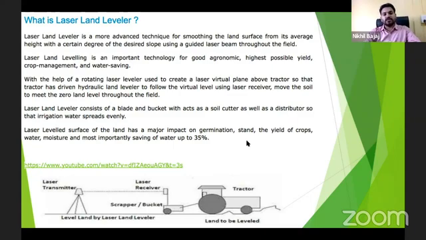The laser leveler has a major impact on germination, the yield of crops, and moisture, and most importantly, it saves water up to 35%.